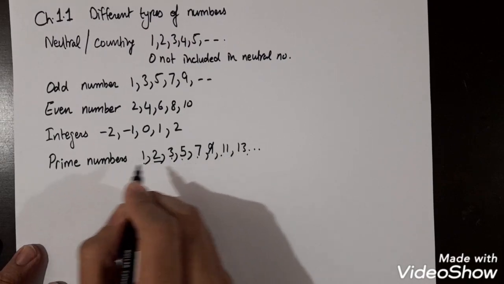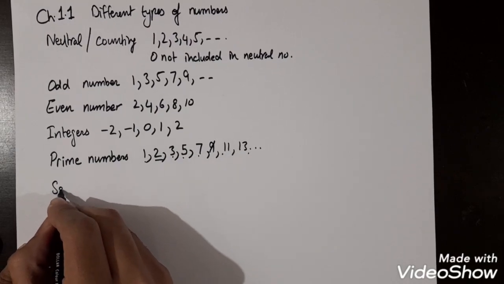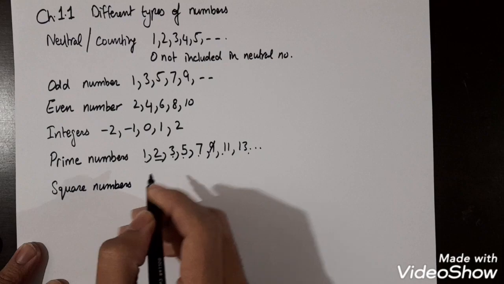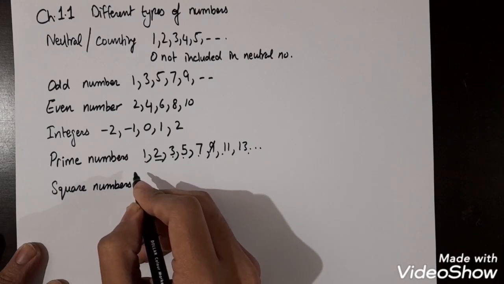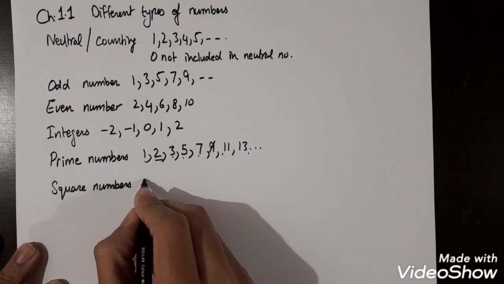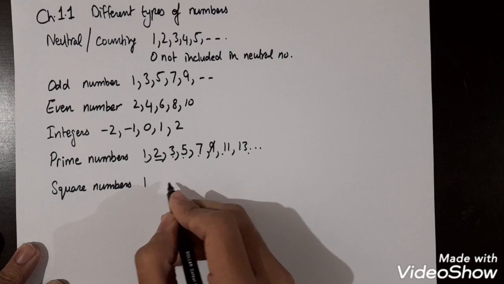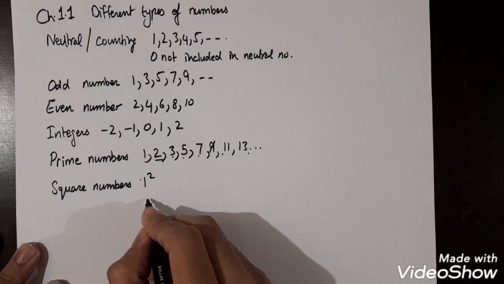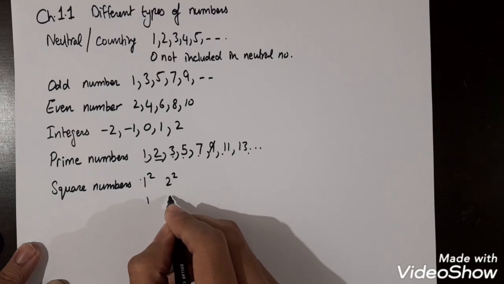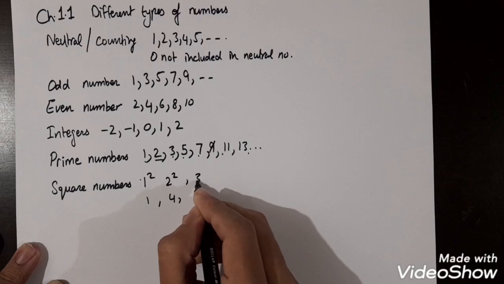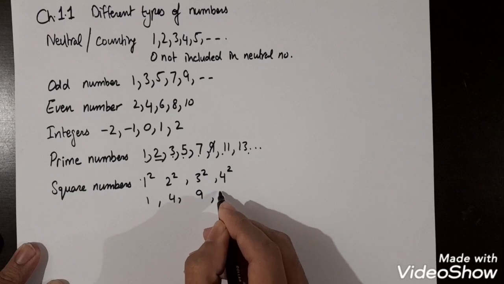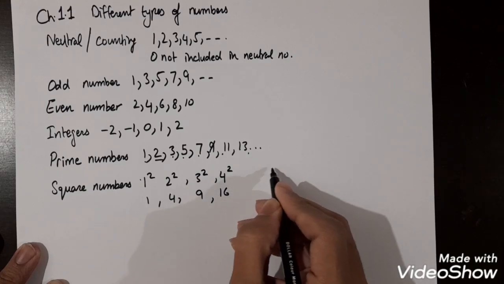Then square numbers are the product obtained when an integer is multiplied by itself, such as from 1 till infinity, like 1 squared will be 1, then 2 squared will be 4, then 3 squared will be 9, then 4 squared will be 16 and onwards.